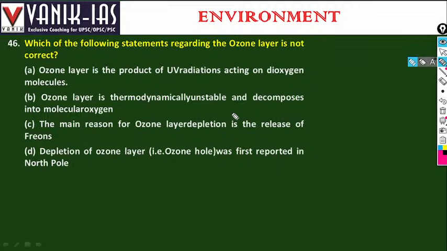Which of the following statements is not correct? It is not detected in North Pole, it is South Pole where it is detected. So D is the answer.